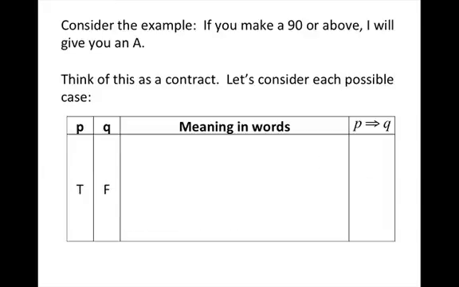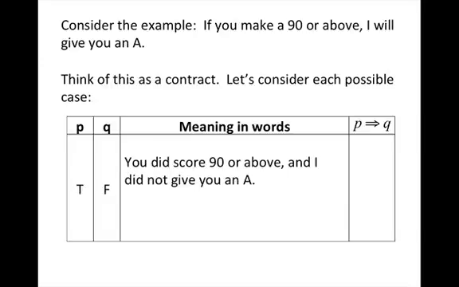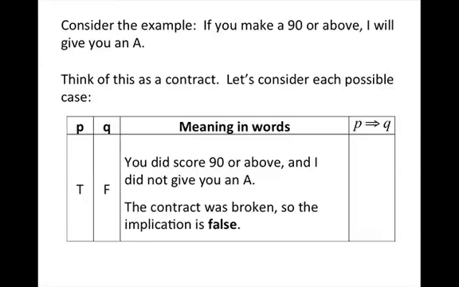Next, if P is true and Q is false. So that means the first part is true and the second part is false. So for this example, you made a 90, but I did not give you an A. Well, this time I broke the contract. So that statement that I made, the promise of if you make a 90 or above I will give you an A, I broke that promise. So that was a false promise. So my implication was false.